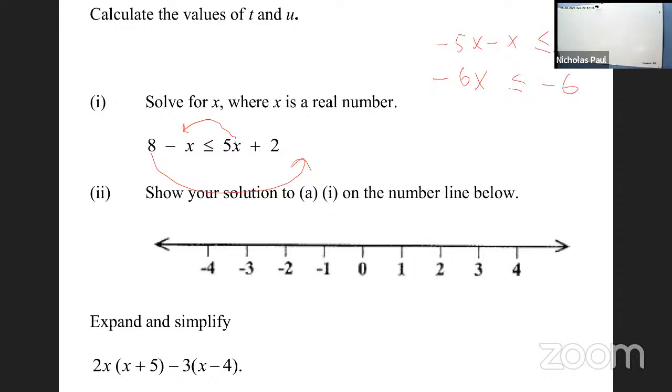And then we're going to divide everything by minus 6. So you'll get x. What's that when you divide by a negative? It changes sign. So you get x is more than or equal to 1. On the number line, more than or equal to 1, you draw it here, solid to the right. That's okay.